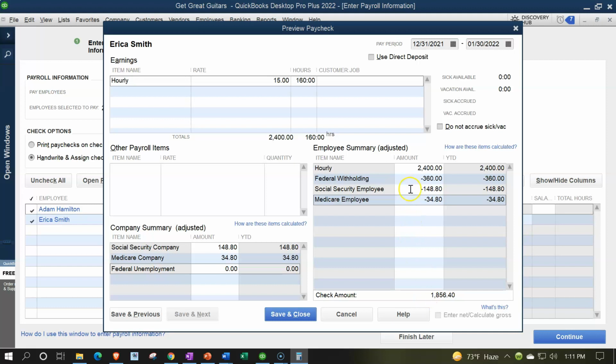This 360, the 148.80, and the 34.80, it might be in one account, just called payroll liability, or it might be in multiple accounts that are broken out between FITs, federal income tax, Social Security, and Medicare, which we're then going to have to pay because in theory, we kept this money. It's kind of like we gave the employee 2,400 and then they gave us back this money right here so that we can pay it to the IRS on their behalf. That's kind of the idea of it. So now we got to pay that to the IRS.